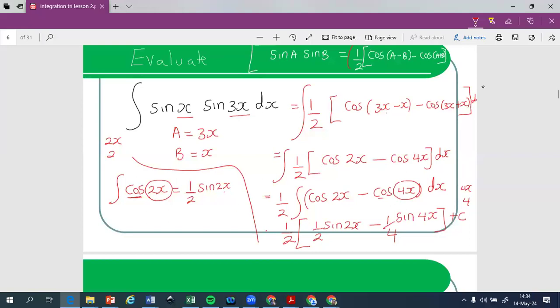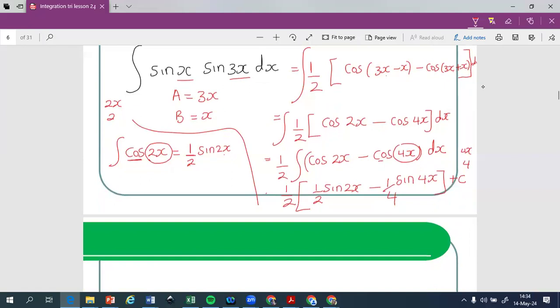So what am I going to do next? I'm going to enter the half that I had. This is a half here. So when I enter it inside, I'll have 1 out of 4 sine 2x minus this a half times the quarter, which gives us 1 out of 8 sine of 4x, then plus c. And then I will stop at that point. That is my answer. Friends, have we understood?